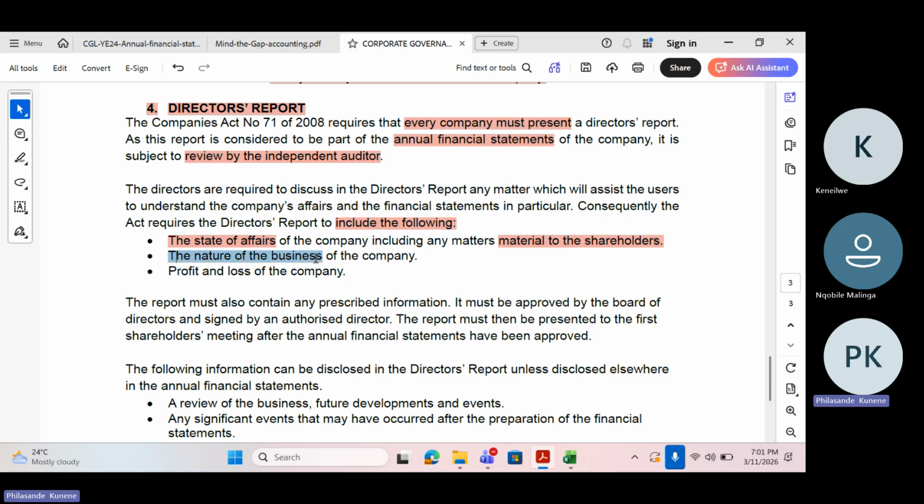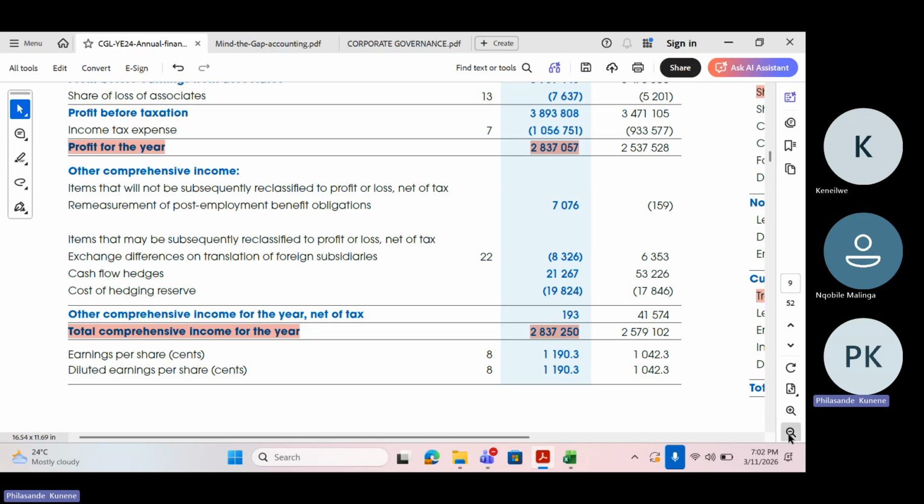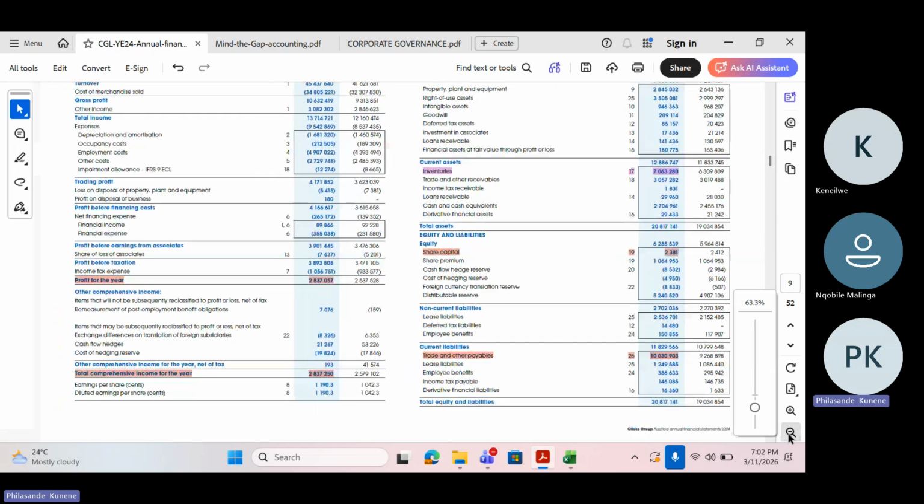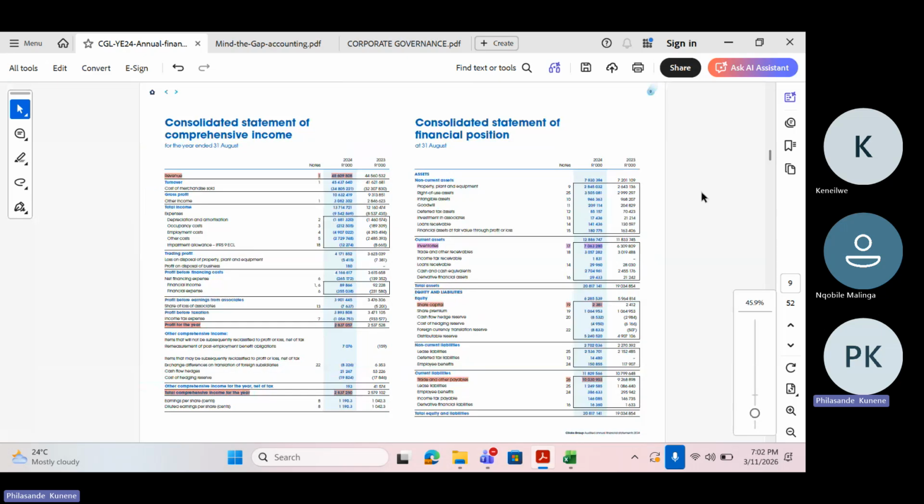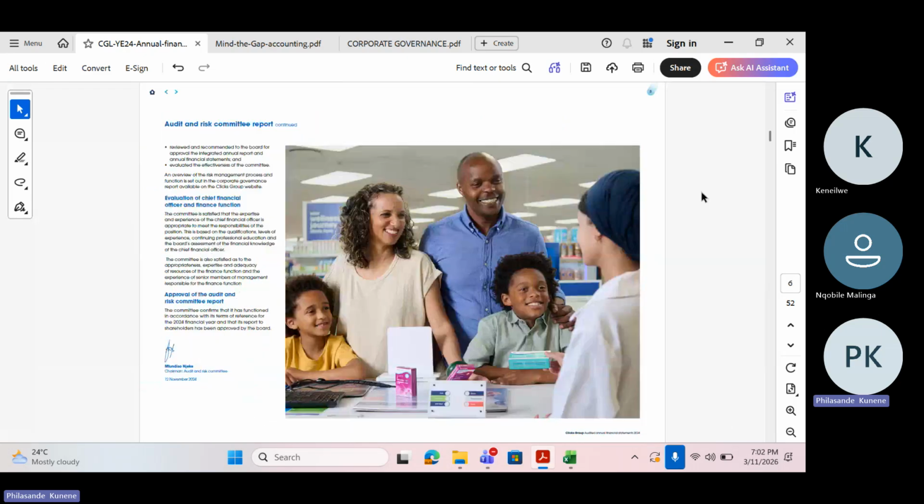Number two, the nature of the business of the company. So directors have to explain the nature of the business, which means they are telling us what the business is doing. They must explain that. Let's go and check if these ones do tell us the nature.